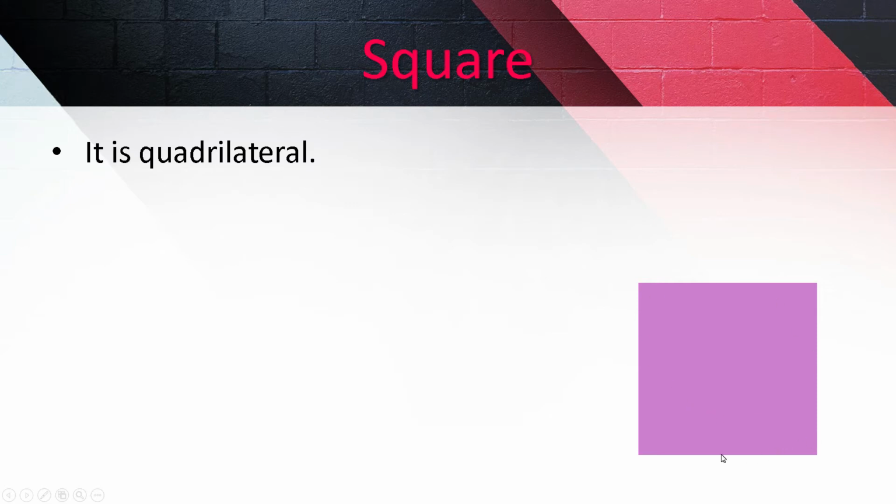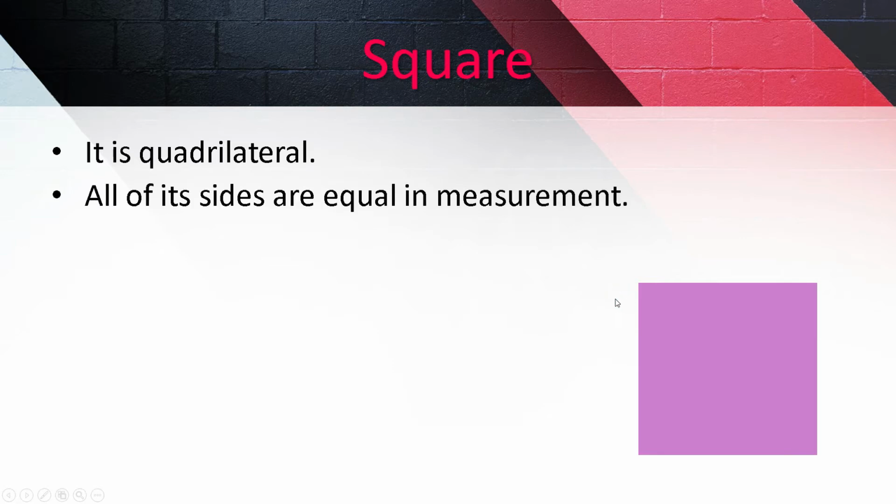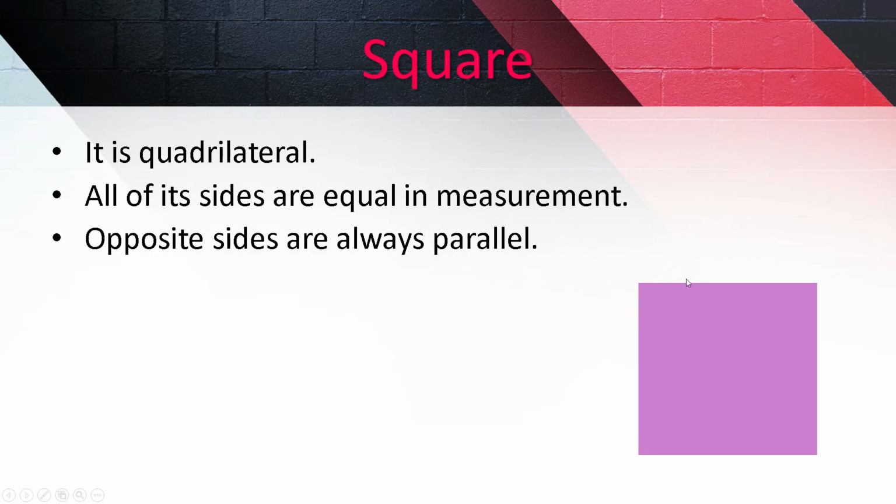And what is its basic or important feature? That all its sides are equal in measurement. It means if the first side is 3 centimeters, then the next one is also 3 centimeters, and all the sides should be 3 centimeters. It means this is the important feature of a square. A square is a quadrilateral, made up of 4 sides.